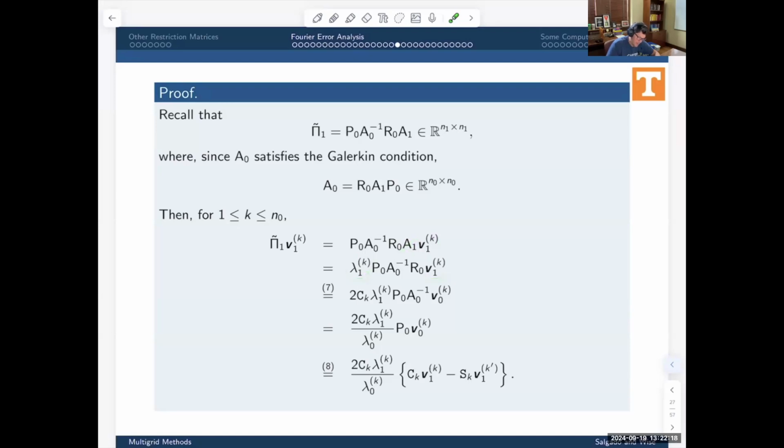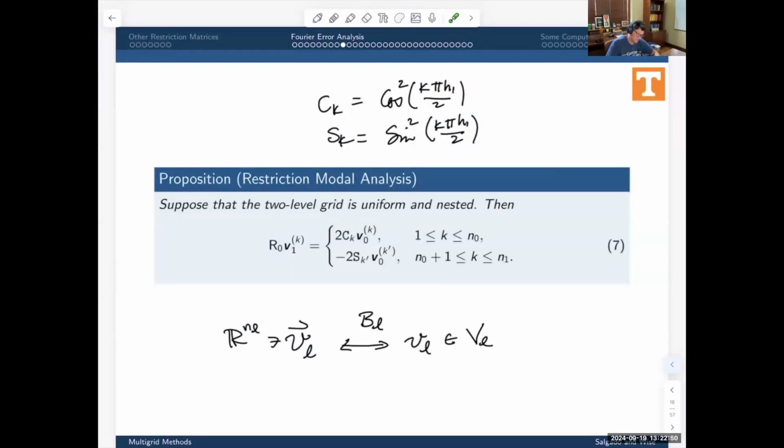So now I need to know, how does the restriction operator map this fine level mode to other modes? Well, we know how that works. If this is a low frequency mode, equation 7 tells us what is the action of these restriction matrices on modes. That says that this gets mapped to 2ck times v0k. All right, so that takes care of the restriction matrix. That was equation 7, right there.